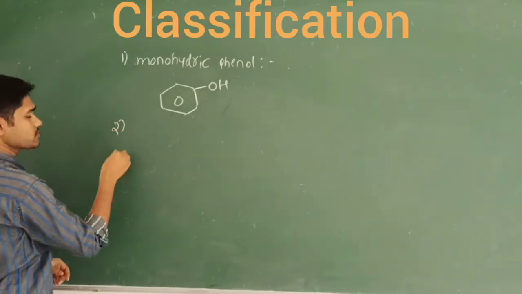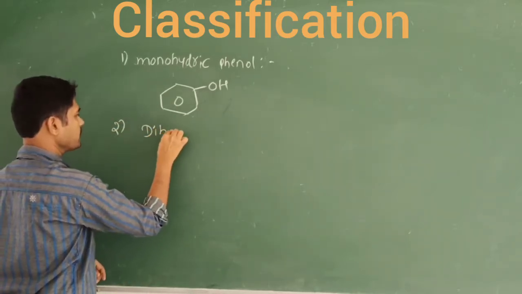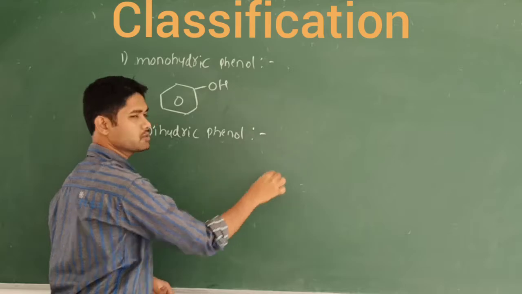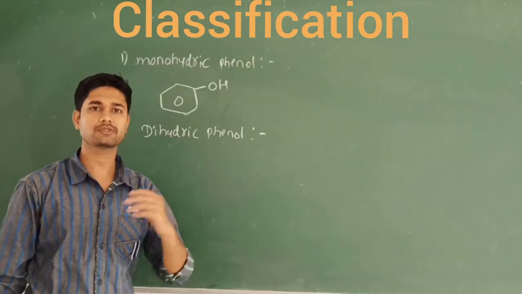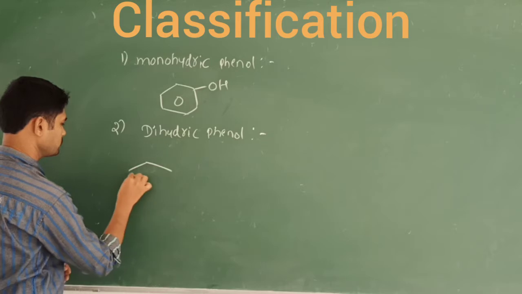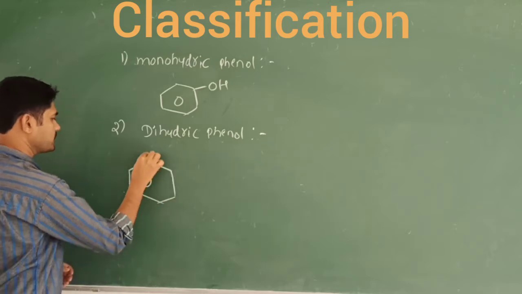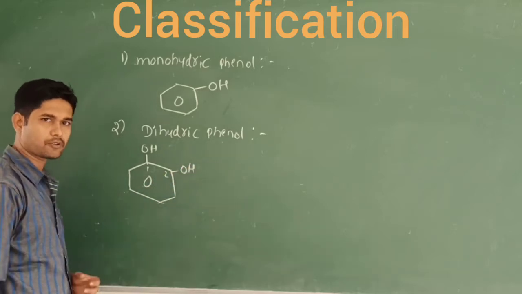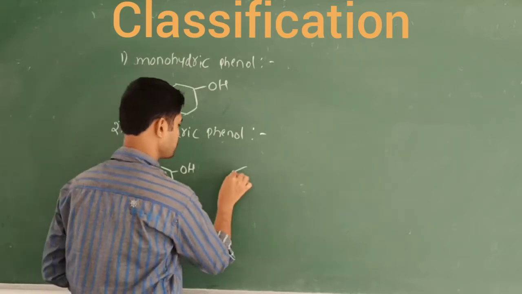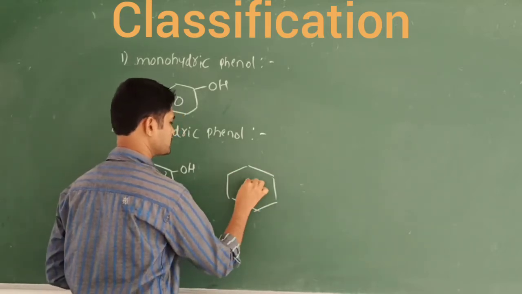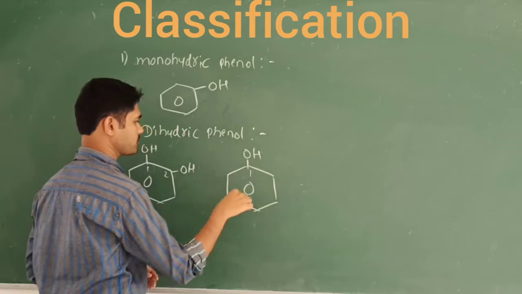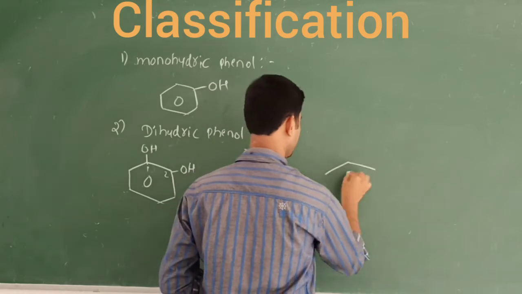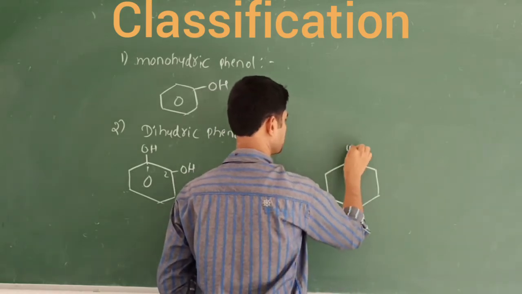Let us take the second one, dihydric phenol. As the name indicates, di means two hydroxy groups directly attached to the benzene ring. This is a benzene ring, where the first carbon and second carbon each carry a hydroxy group. Similarly, I am going to interchange the positions of the hydroxy groups: first position, second position. Now I am placing the third position, and similarly the fourth position.